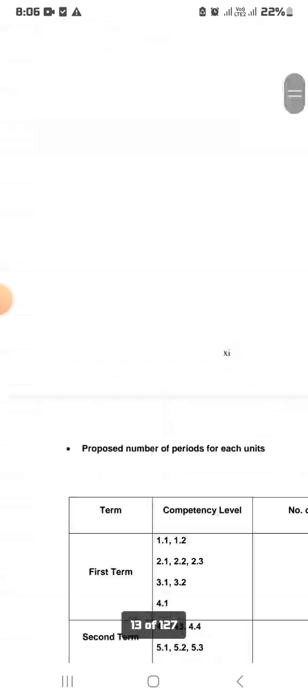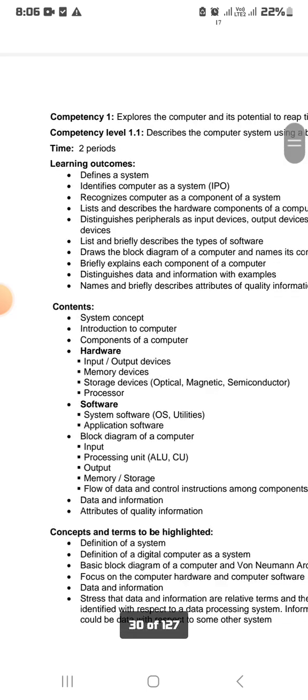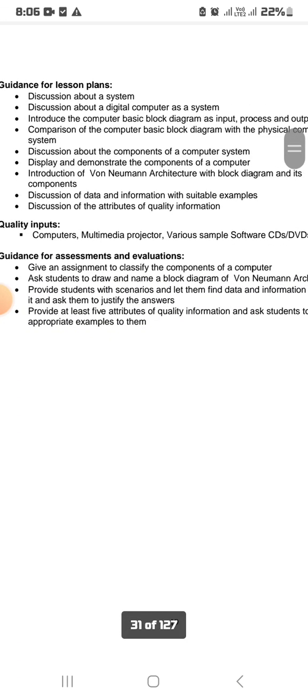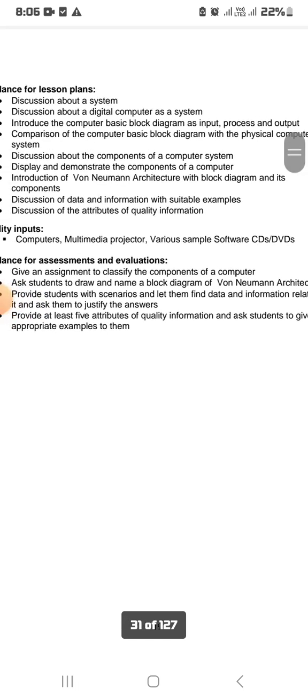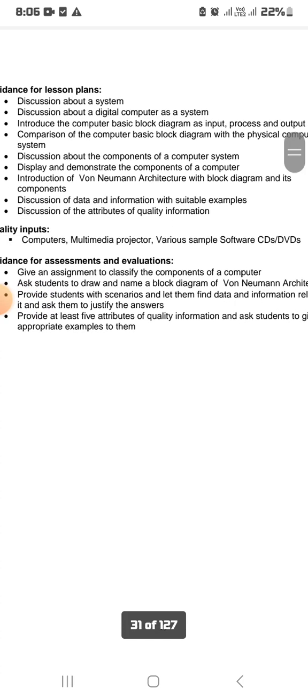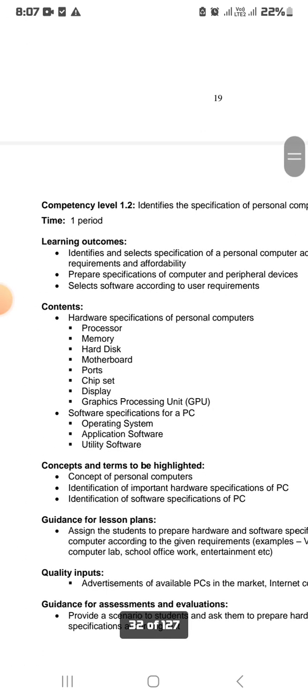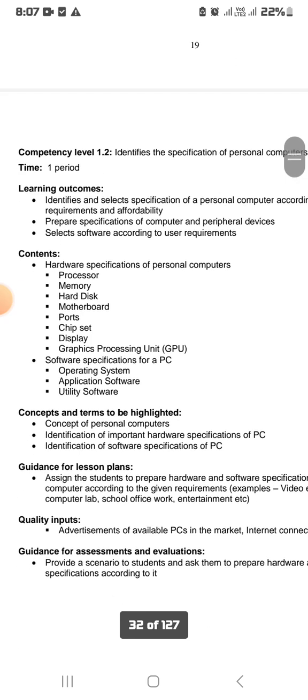So they are saying I should give you an assignment to classify the components of a computer, and then I should ask the students to draw a block diagram of von Neumann architecture, and then I should provide students with scenarios that let them find data and information related to it and ask them to justify the answers, and then I should provide at least 5 attributes of quality information and ask students to give appropriate examples for them. So we'll go on to the lesson.